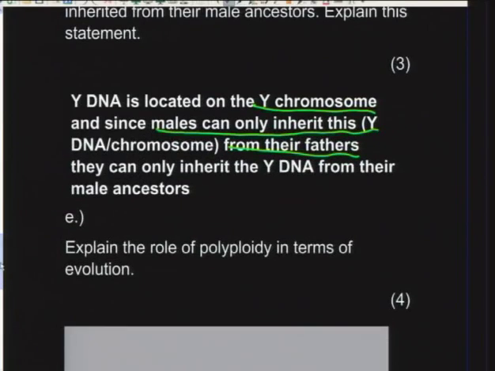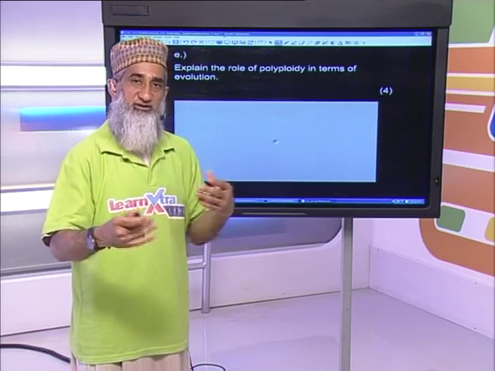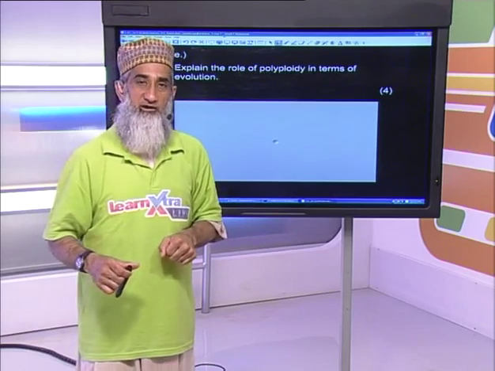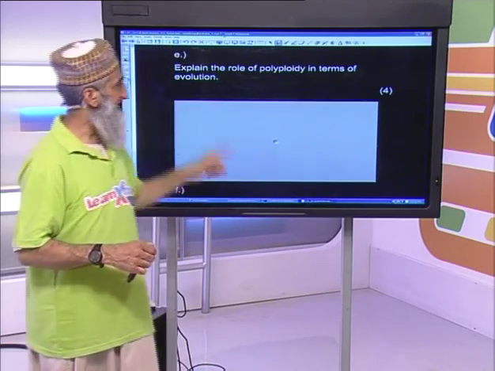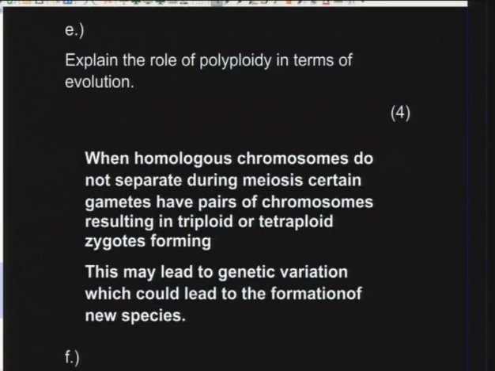And the next one. Now this is a nice question in a sense that it's linking meiosis that you've learned with evolution. They're saying, explain the role of polyploidy in terms of evolution. How does polyploidy come up here? Interesting. First of all, you've got to explain what it means.